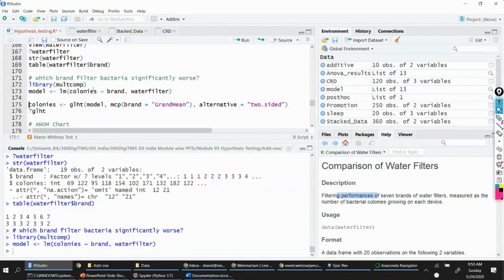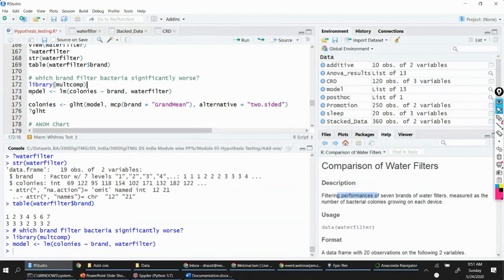On the water filter, colonies are being analyzed with respect to the brand. Categorical data. I have greater than 2 cases. Remember here, I don't have just brand 1 and brand 2. If I had brand 1 and brand 2, then probably I would have done a 2-sample t-test or paired t-test. But here I have greater than 2 brands. So I'm doing ANOM.